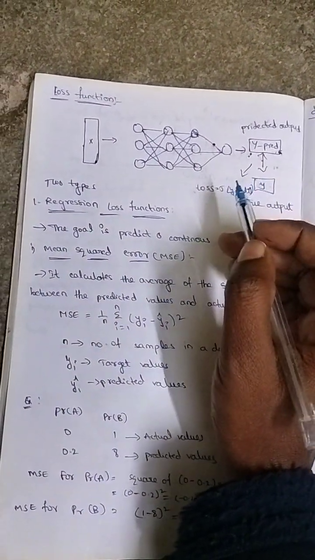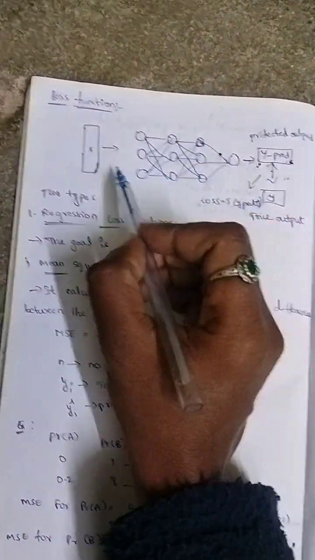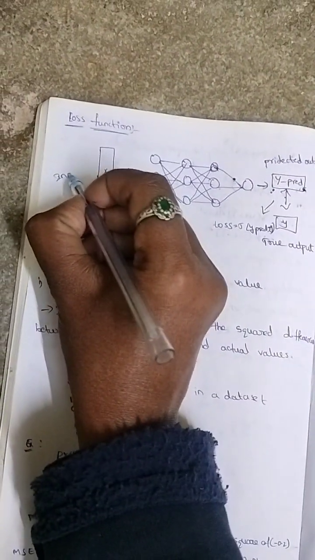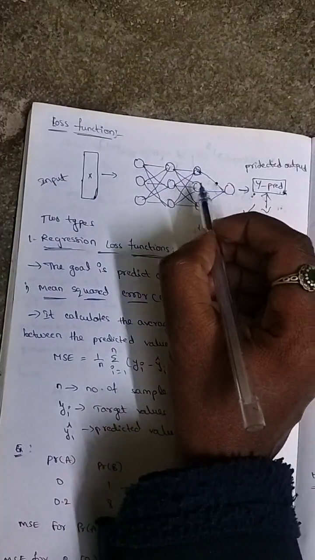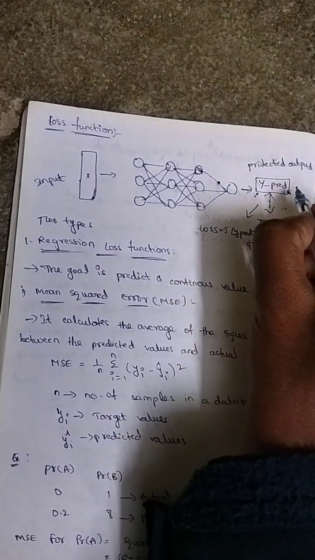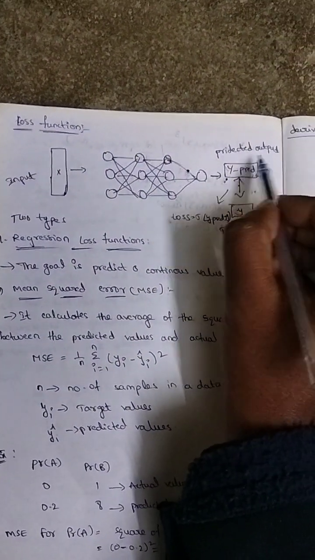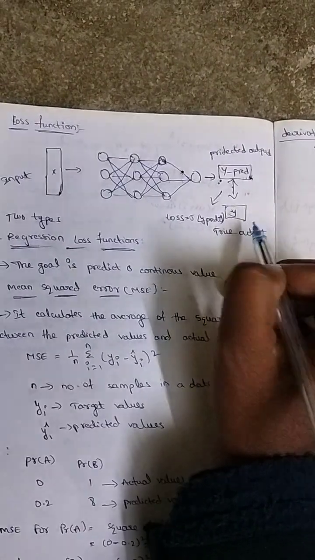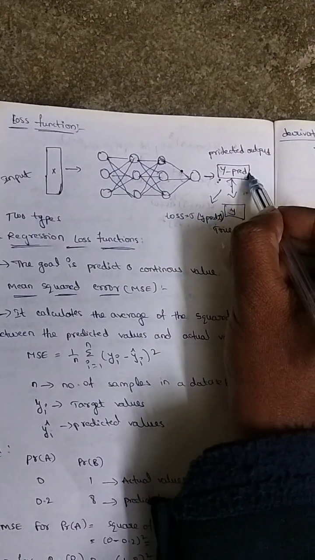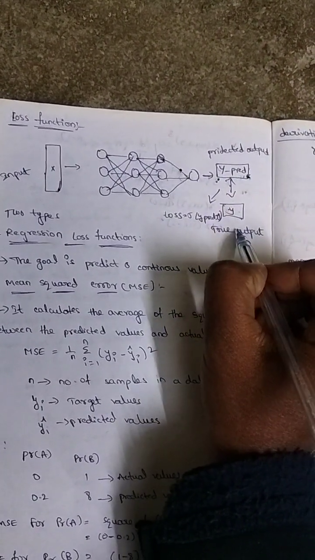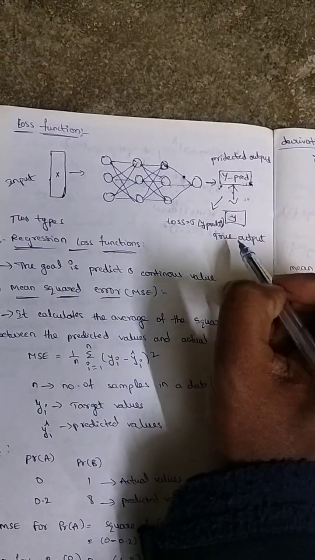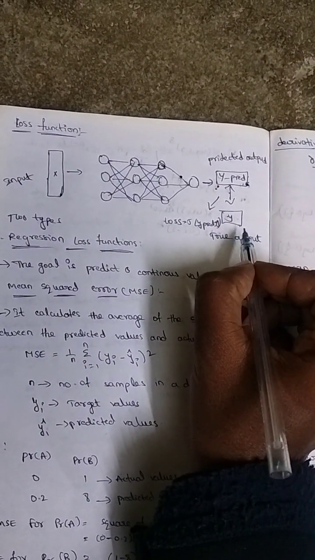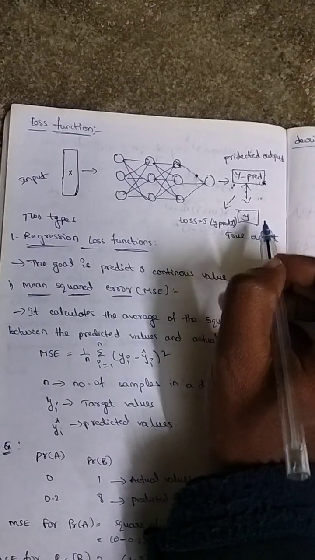In loss function, this is the input, this is the process of training. We get the predicted output. This is the true output, the actual output. This is the predicted output. The difference between the predicted output and the actual output is known as the loss function.